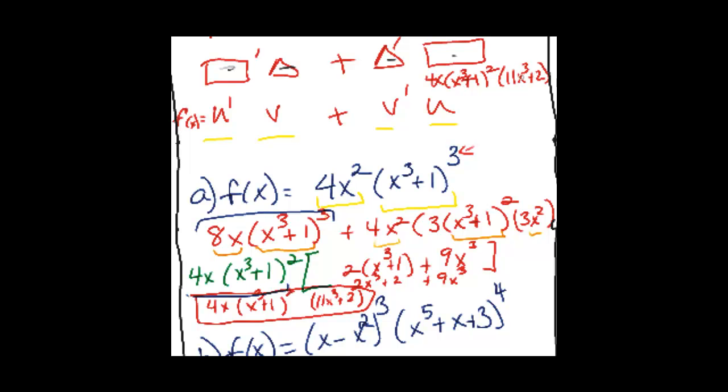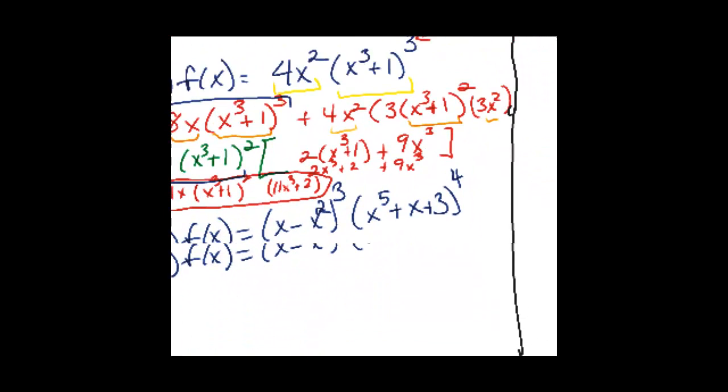What I was talking about is you could distribute that through to get a 44x to the 4th plus 8x times the x cubed plus 1 squared. That could be your answer if you actually took the time to simplify it properly. It's beneficial to be able to do these because when you're doing max and mins and stuff, you'll need to find critical numbers. The better your algebra, the better off you'll be.